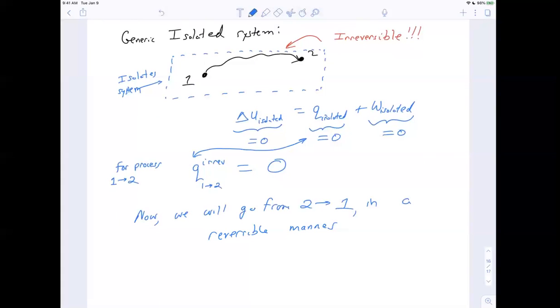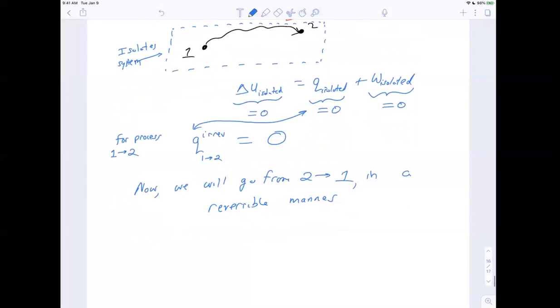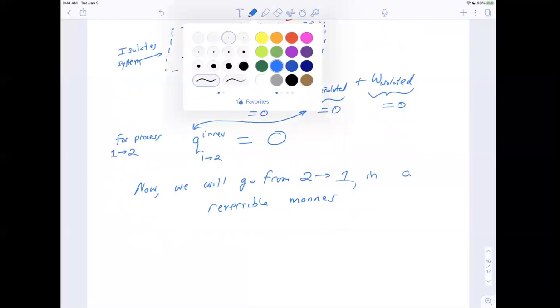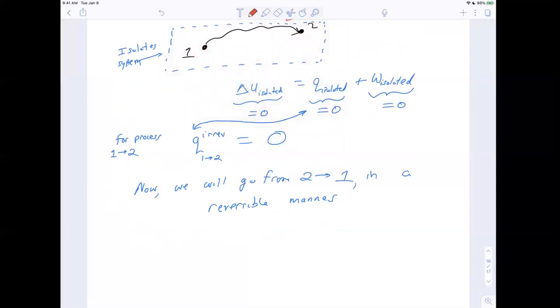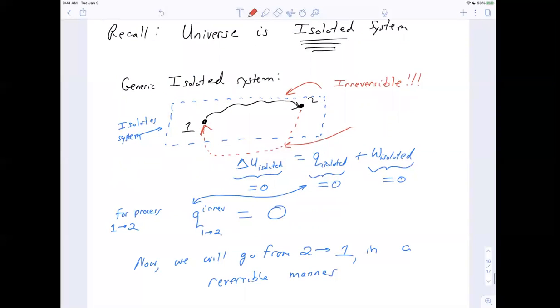So in that case, there's going to be some heat interaction. We're going to go back from 2 to 1, and I'm going to make that process look like this. I'm making it red to indicate that it's no longer an isolated system, and I'm going to dash it. So this red process is reversible, and the system is no longer isolated.